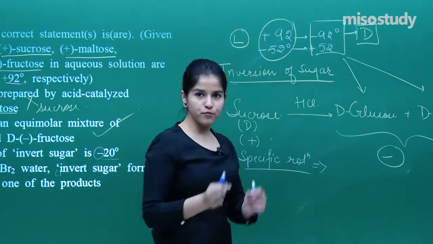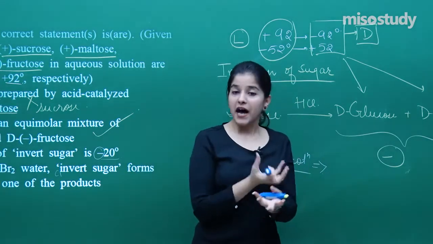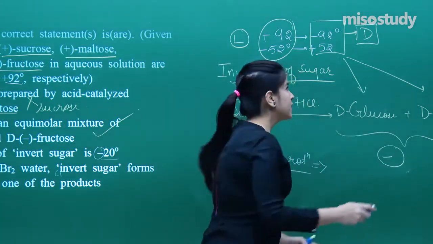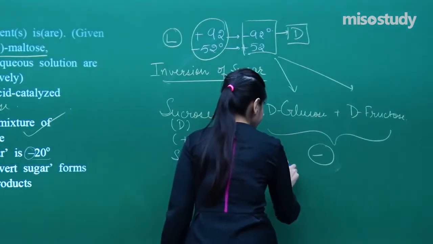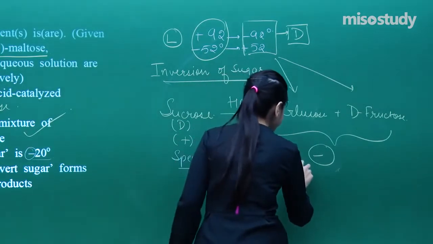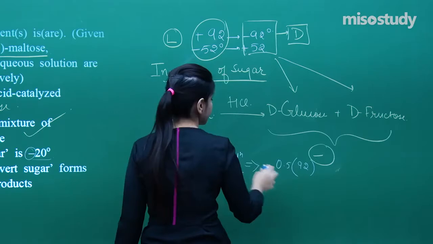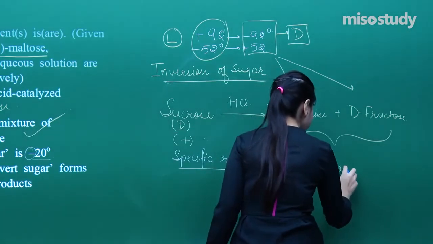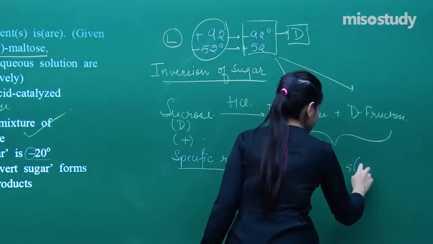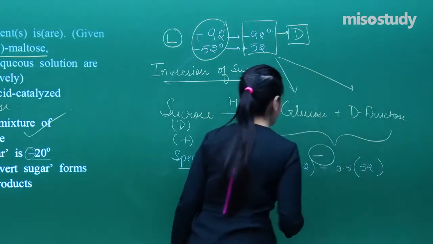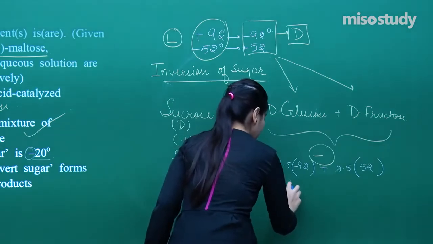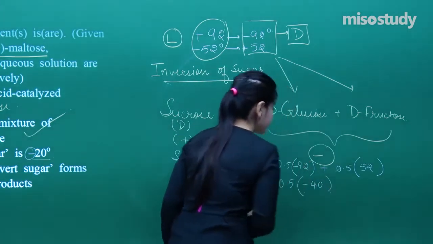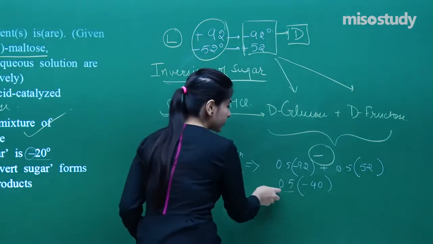It would be 0.5 and 0.5. That means I am taking as a whole 1 mole, 0.5 for this, 0.5 for that. So it would be 0.5 into minus 92 plus 0.5 into 52. So that is what we need here, and I can take 0.5 common. What do we get? We get minus 40, and now what do I need to do?